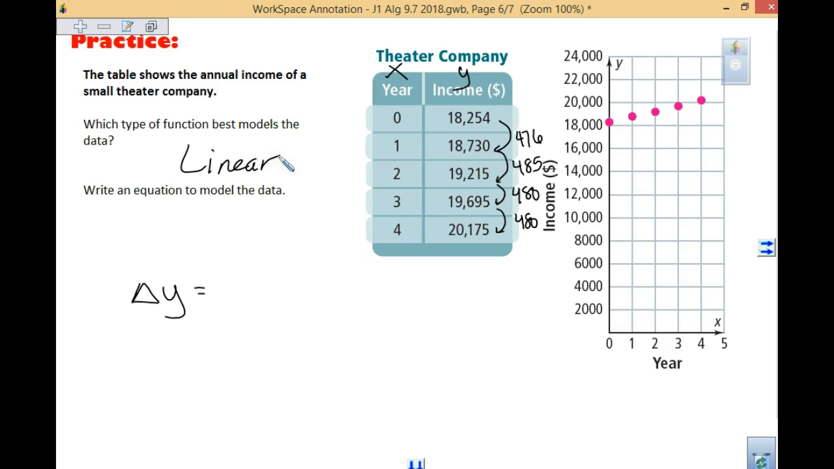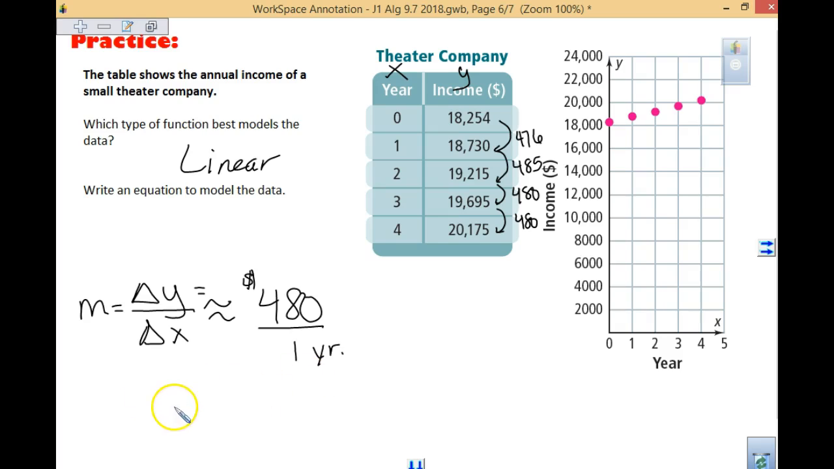So our change in y over our change in x, that's our slope, right? So it's about, what could we say? 480. Now you could add those four changes together and divide by 4. Or you could look and go, oh, I have two 480s, one 485, one 476. It's about 480 for my rate of change. Does that make sense to everyone? My dollars is $480 per 1 year, right? That's what it means, okay? $480 for 1 year.